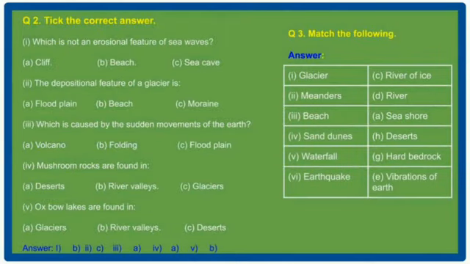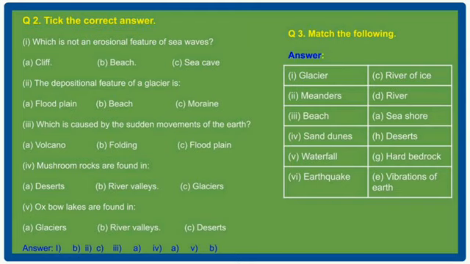Now question number 2, tick the correct answer. In this segment you have to choose the correct answer among some options. The first question: which is not an erosional feature of the sea waves? Option A, cliff. Option B, beach. Option C, sea cave. The correct option is B, beach. Point number 2, the depositional feature of a glacier is A, floodplain, B, beach, and C, moraine. The correct option is C, moraine.